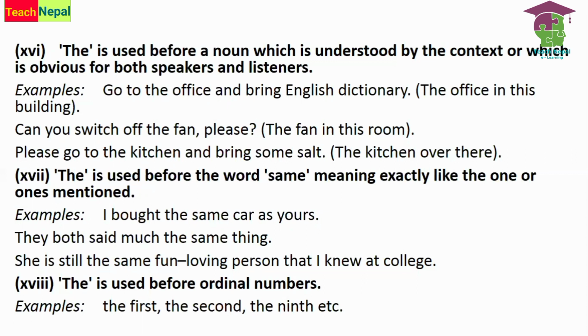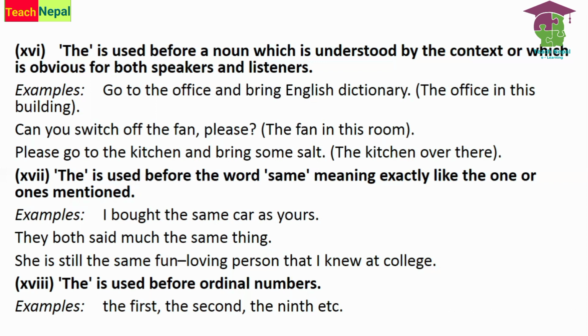They both said much the same thing. Right? She's still the same fun-loving person that I knew at college. Right? So to talk about similarity or meaning exactly, the is used before ordinal numbers. The first, the second, the third, the fourth, the fifth, the sixth. In this way, ordinal numbers.